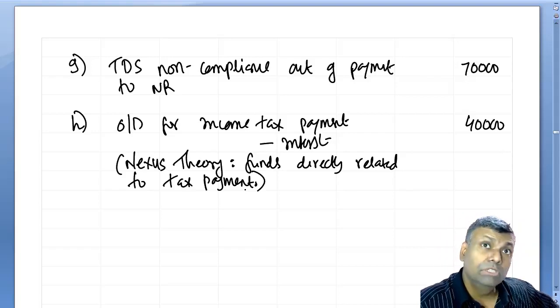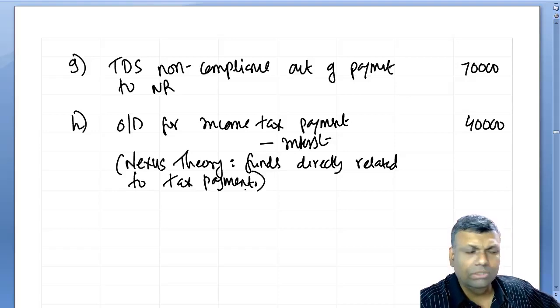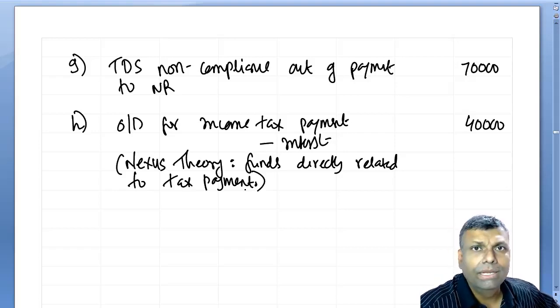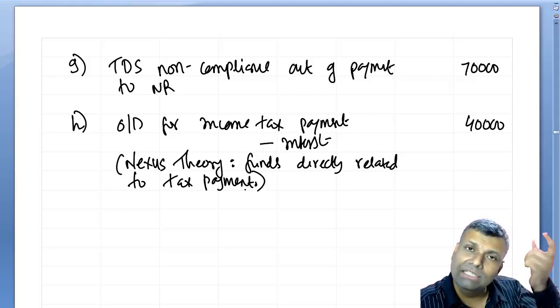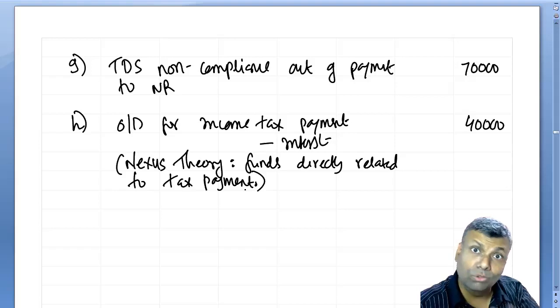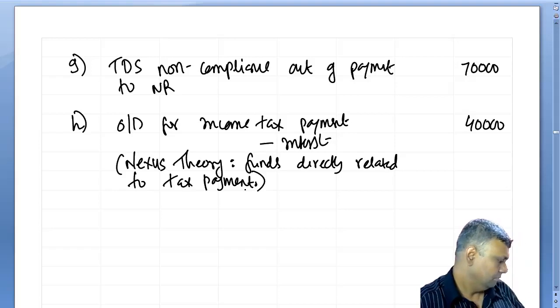This nexus theory is very important. Supposing that a one-to-one nexus was not established. For example, it was common funds, and from the common funds you are paying income tax. Then you don't have to do this kind of adjustment. These adjustments are done because there is a direct nexus printed in the question, and so we are following it that way.